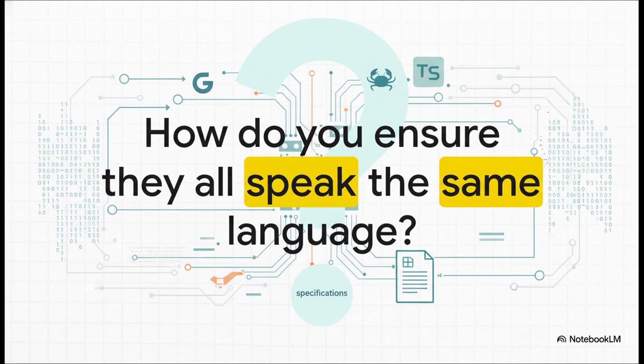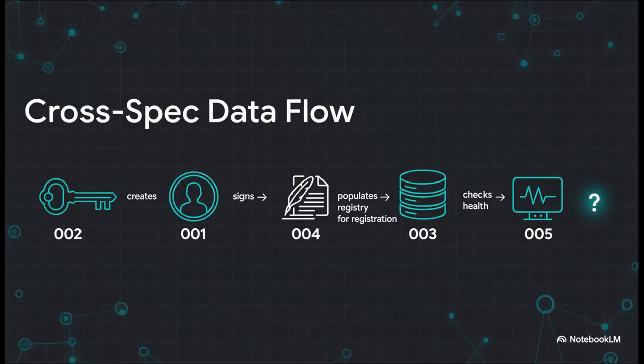You've got all these moving parts, you're generating SDKs for Go, Rust, TypeScript, whatever. How do you absolutely guarantee that they can all talk to each other without a single misinterpretation? How do you stop that dreaded implementation drift? Well, the answer starts with a really clear data flow. Keys from Spec 2 are used to create identities in Spec 1, which are then used to sign messages in Spec 4, and so on down the line. It's a nice, clean pipeline.